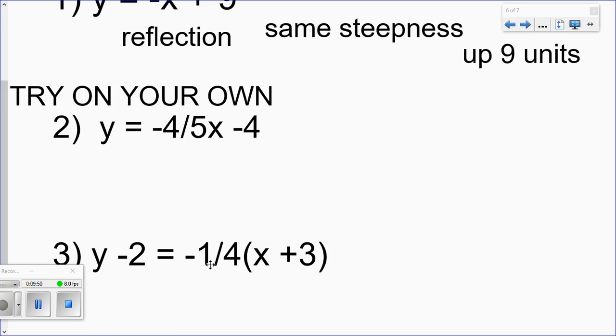Okay? Go ahead and give these two a try on your own. And we will talk about these more in class. We'll do some practice with it. I have the activity for you. And if you have any questions, write them down. We'll make sure we go over this stuff, okay? It's just those 3 things. That's all you need to do. Is there reflection, what's going on with steepness, and what's going on with the movement.